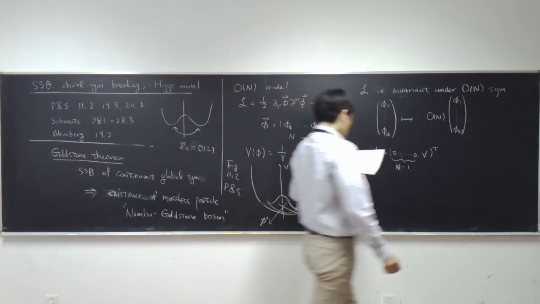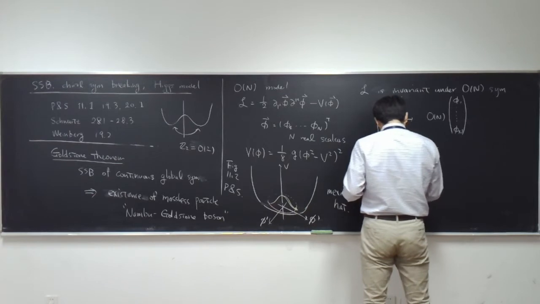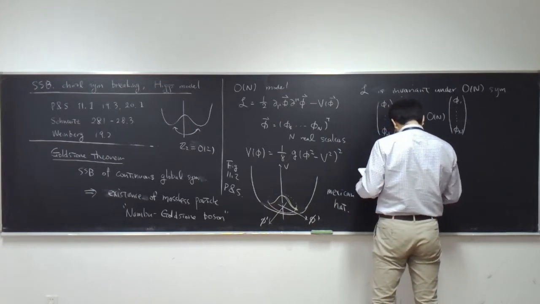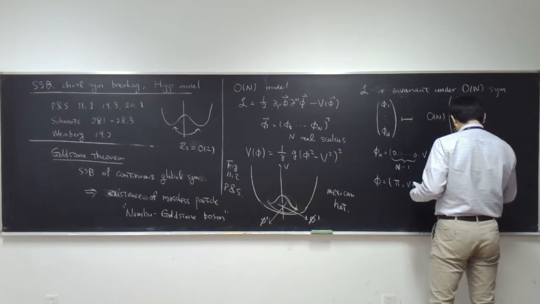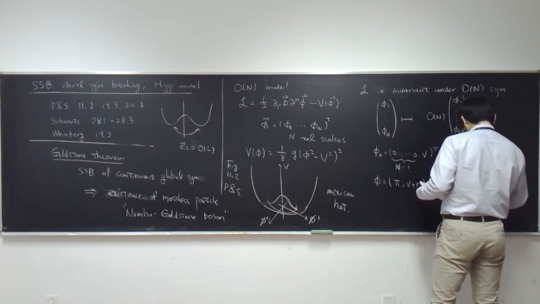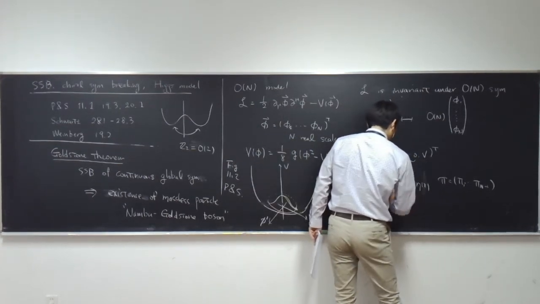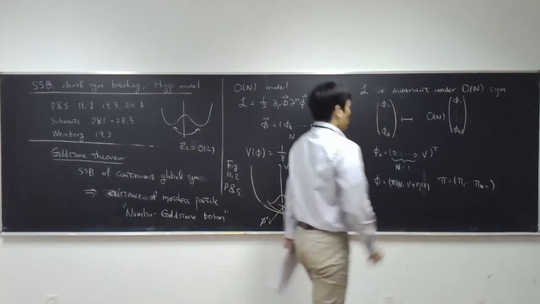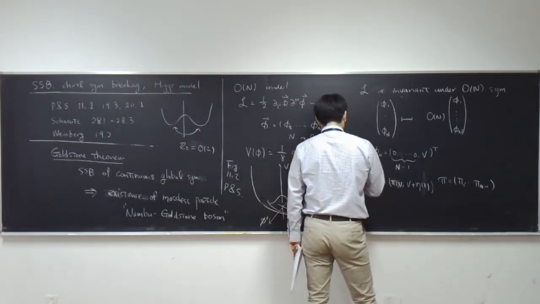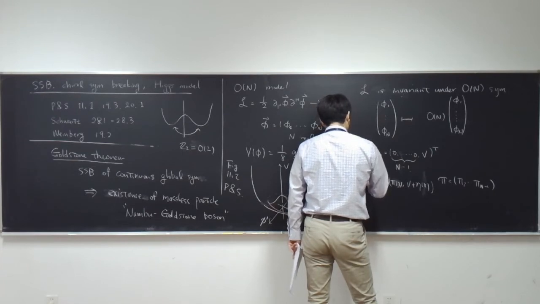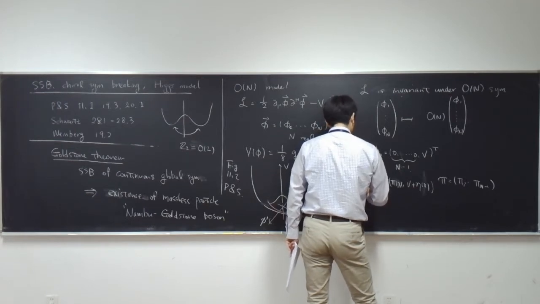And then you can expand the phi in the following way: pi, b plus eta, okay? Such that pi is, of course, pi 1 to pi n minus 1. Now assume eta depends on x, and pi also depends on x. So you can take the following expansion around the minima, expanding phi around phi 0 this way.